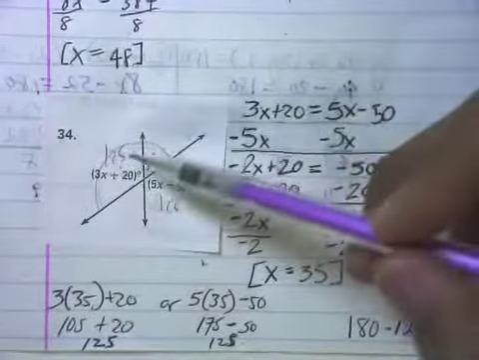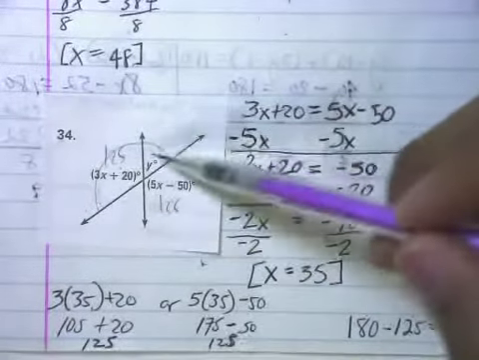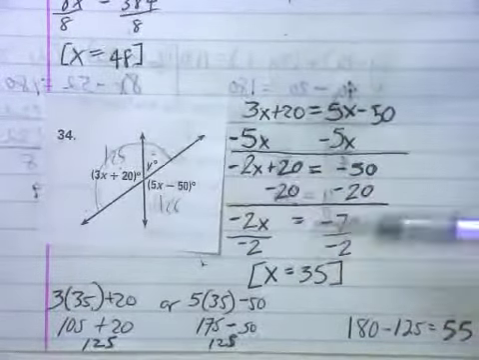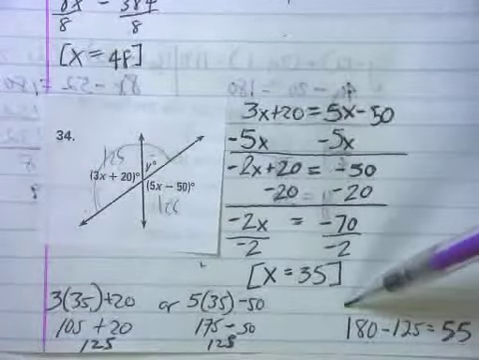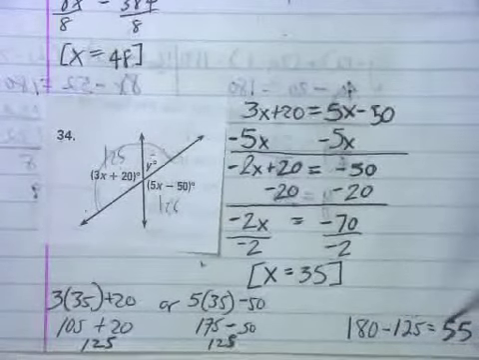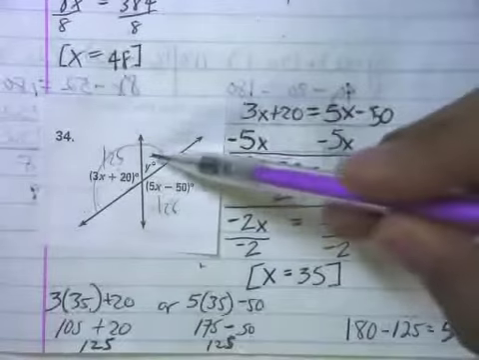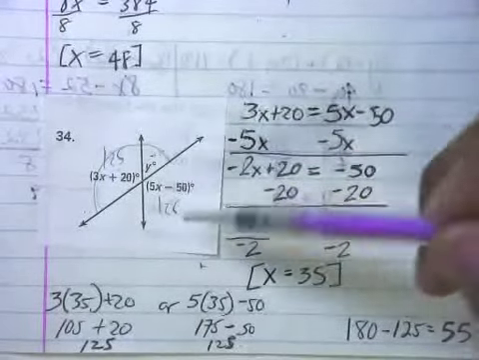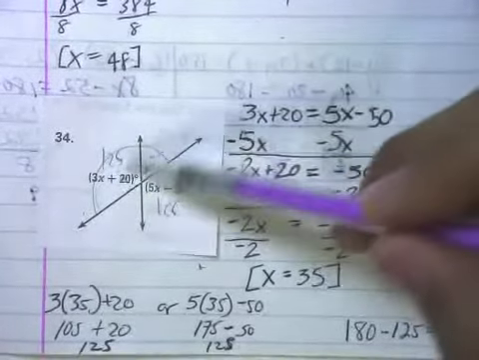Now, if we look here, the value of y is pretty straightforward to figure out. These are a linear pair. These are supplementary angles. They add up to 180. If this is already 125, I just need a couple more degrees to get to 180 for the y, right? 180 minus 125 is equal to 55. So the value of y is 55.